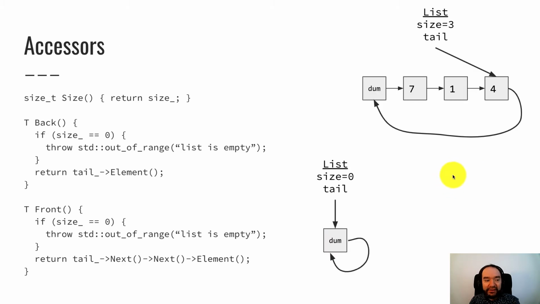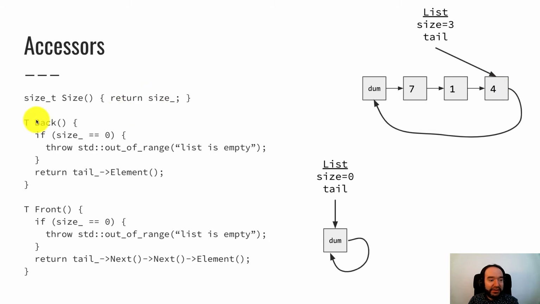Let's look at the accessors. These are pretty simple. The size accessor just returns size, takes constant time. The back function has an error check. If the list is empty because the size is 0, then there is no back element and we throw an exception. But if size is positive, there is an element at the back. And we can get to that back element by following the tail pointer. That gives us a node object. And then we call the element accessor to get the value out of the node.